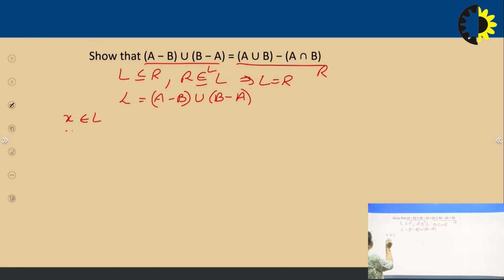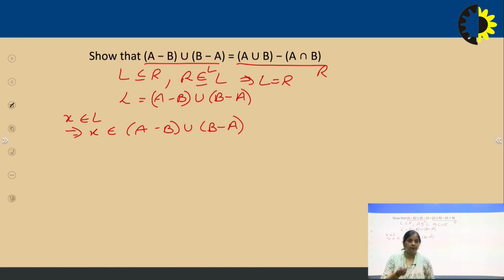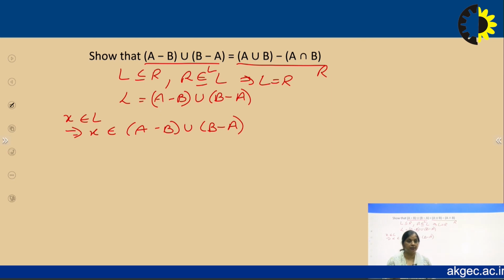If X belongs to L, it means X belongs to (A minus B) union (B minus A). Union means the element is either in the first set or in the second set or maybe in both. So union contains all the elements from A as well as B. It is a collection of all the elements which are present in A as well as B. So I took an element X that belongs to the left hand side.